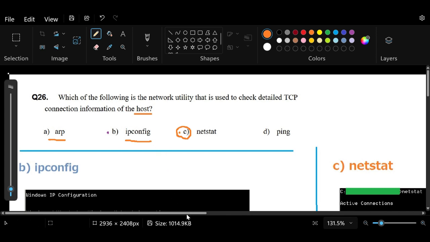Now the last choice, ping, is something that I've used and I still use, especially when I want to know whether I can connect to the server or not, whether the IP address of the server is reachable or not. But I think that really, when I narrowed down the choices, it was either B or C. So let's see why it's C and not B.